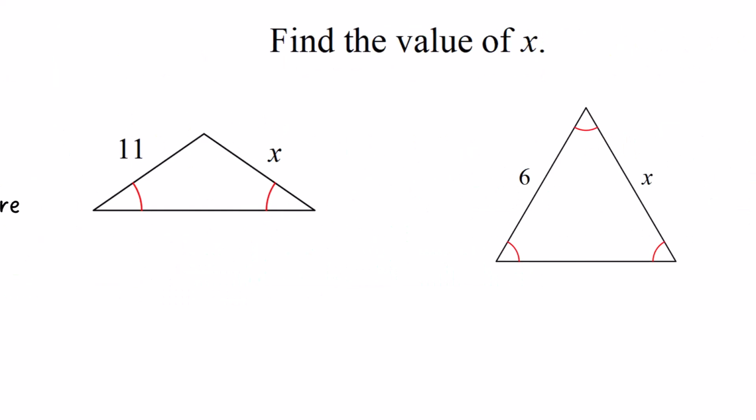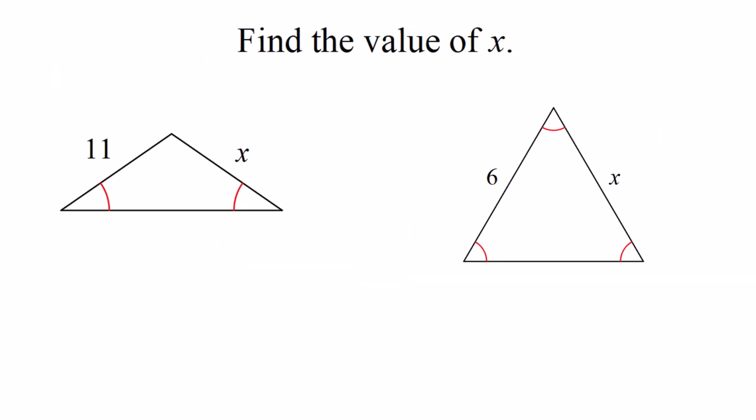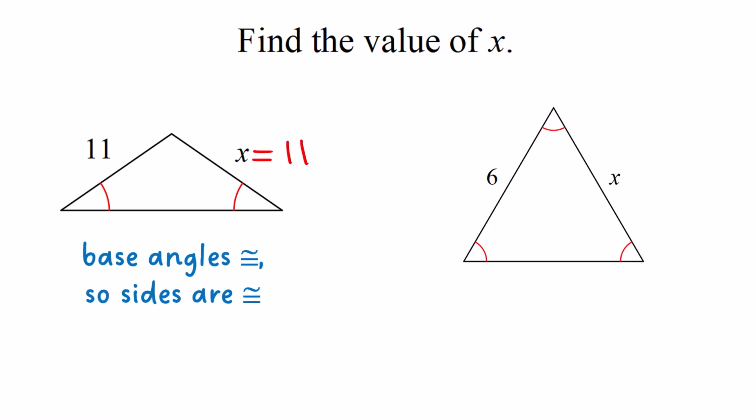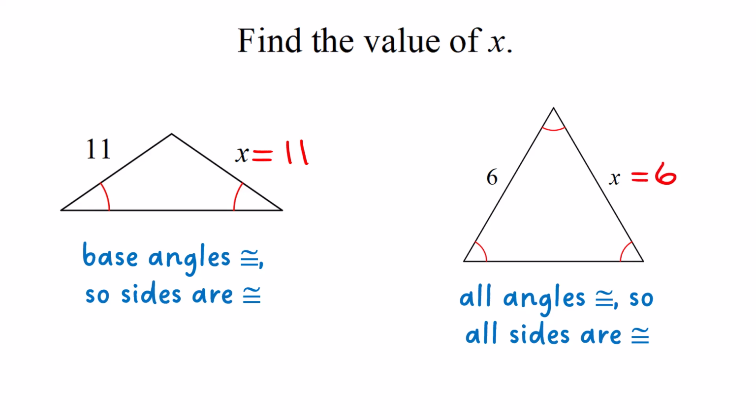Let's do a problem. Let's do two problems. All right, find the value of x. This one's easy. I mean, we're just warming up here. So for this first triangle, they're telling me that these two angles are equal to each other. If base angles are equal to each other, this is an isosceles triangle. So the sides are congruent. That means x equals 11. On this triangle, all three angles are equal to each other, so this is an equilateral triangle. It means all the sides are going to be the same length, so x also equals 6.